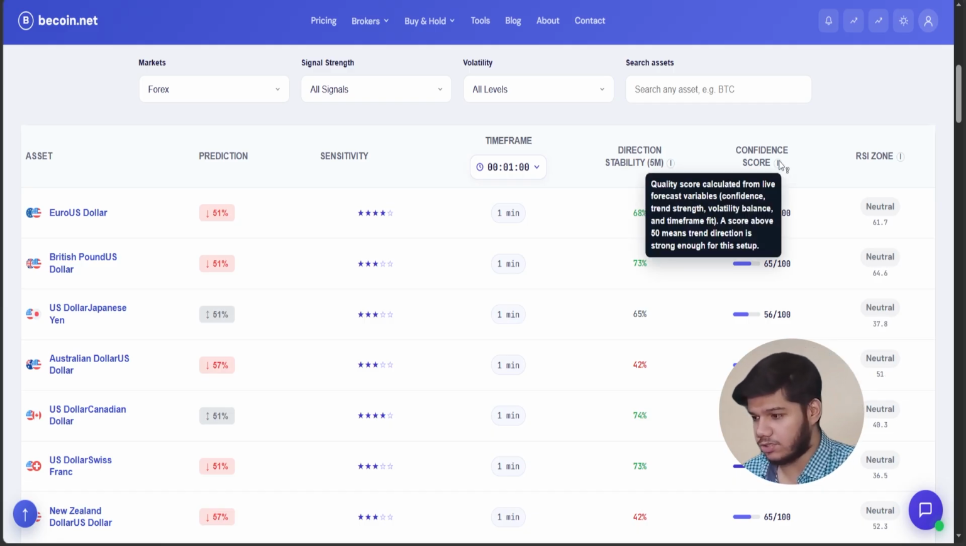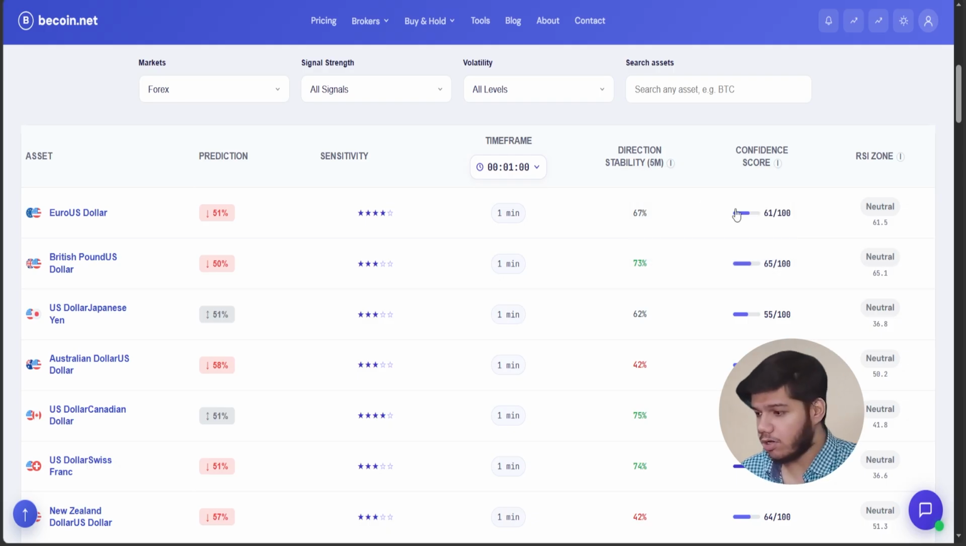Beside it, it's the confidence score. So if I hover around it, it's written right here, quality score calculated from live forecast variables: confidence, trend strength, volatility balance, and time frame fit. A score above 50 means trend direction is strong enough for this setup. So if this confidence score is above 50%, it simply means that this trade could be played very confidently. You just have to wait for this confidence score to reach above 50%.